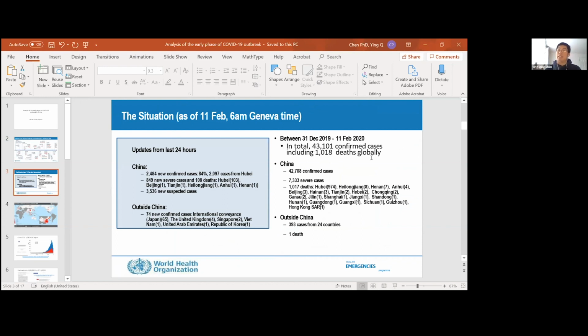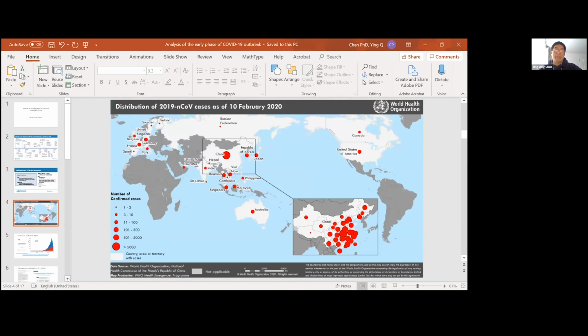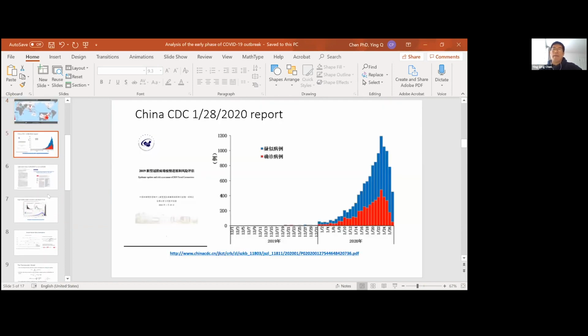And so if you look at the numbers then compared to what we have now, it's basically almost on par with what's going on in New York City alone. And here is the map, and then in February, the China CDC actually reported the epidemiological curve. They first provided a report on January 28th.